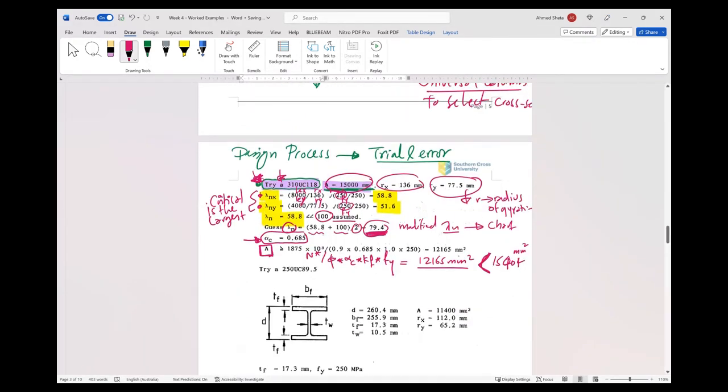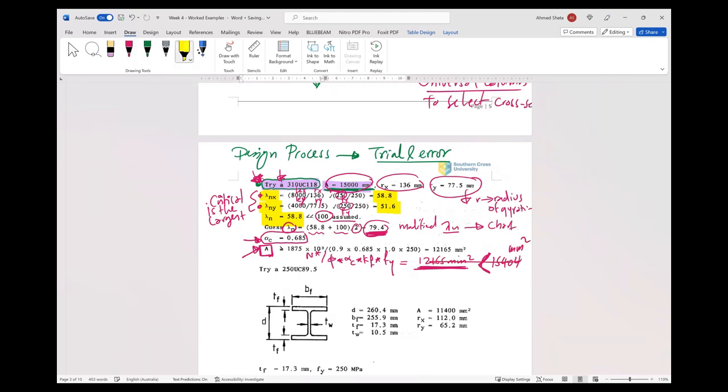So we found that the effective area of this member is only 12,165, which is less than the required one. What does this mean? We need a bigger member. This means that the member is not adequate.